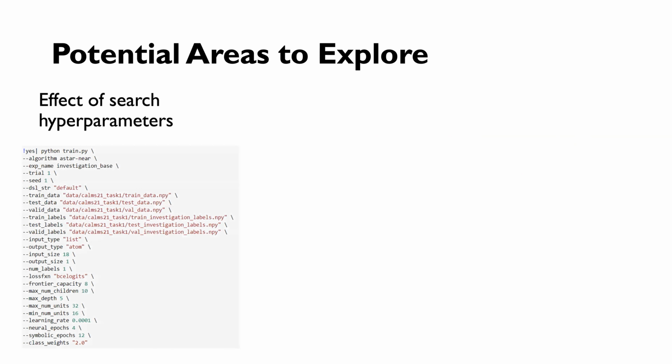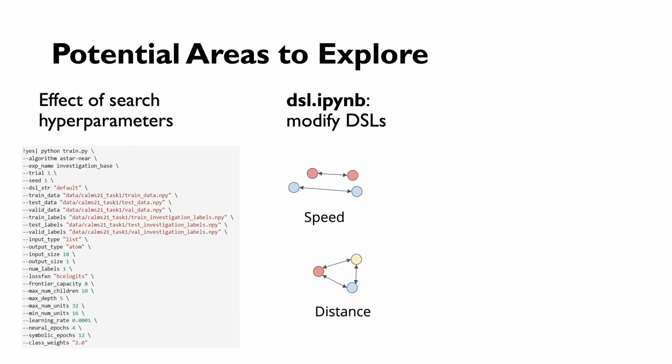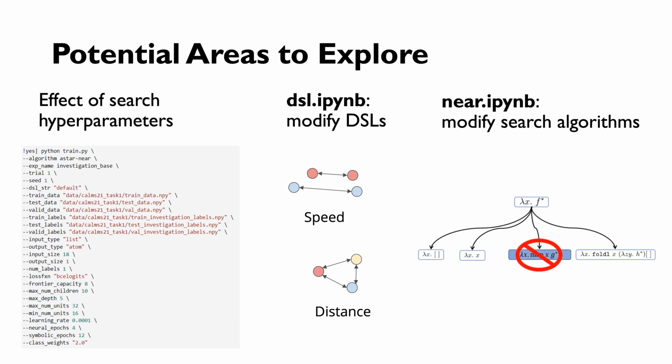For some potential areas to explore, the simplest thing perhaps to do is to look at the effect of different search hyperparameters on the algorithm. You can also modify the DSL file, which contains the DSLs that you can use for the search. And finally, in your iPython notebook, you can modify the search algorithms themselves.